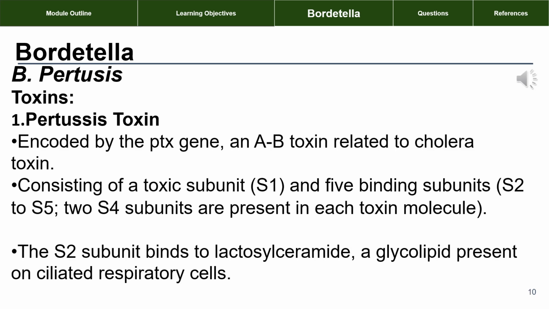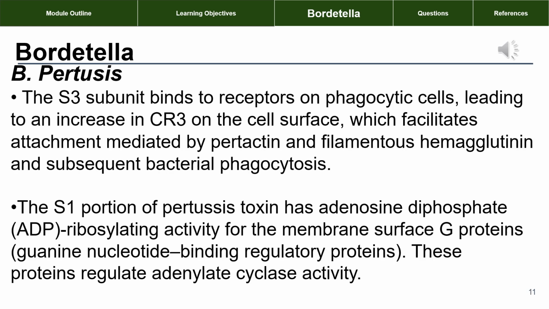What are the toxins for your Bordetella pertussis? So your pertussis toxin is encoded by the ptx gene, an A-B toxin related to cholera toxin. So it consists of a toxic subunit S1 and 5 binding subunits, your S2 to S5. So 2 S4 subunits are present in each toxin molecule. Okay, and the S2 subunit binds to lactosyl ceramide. So this is the glycolipid present on your ciliated respiratory cells. Next, we have your S3 subunit. So this binds to the receptors on your phagocytic cells. Okay. This facilitates the attachment mediated by pertactin and filamentous hemagglutinin and subsequent bacterial phagocytosis.